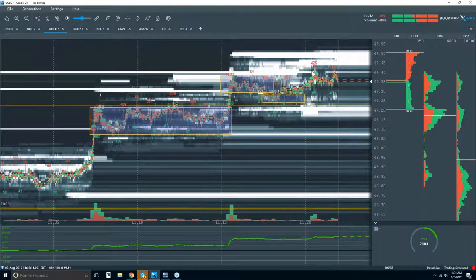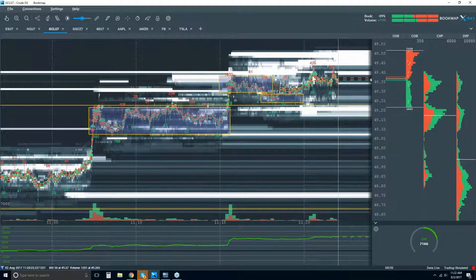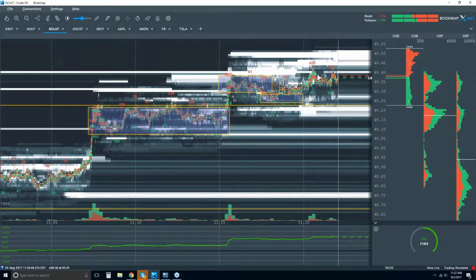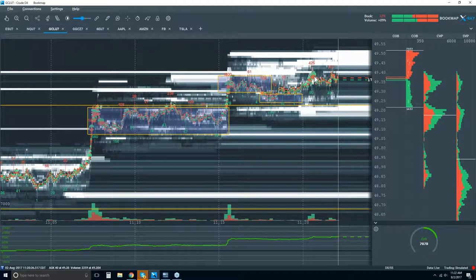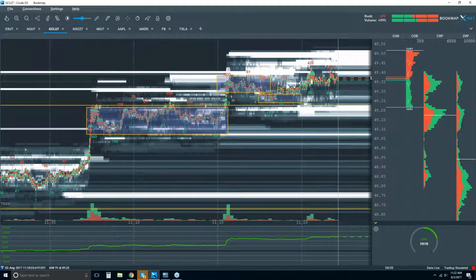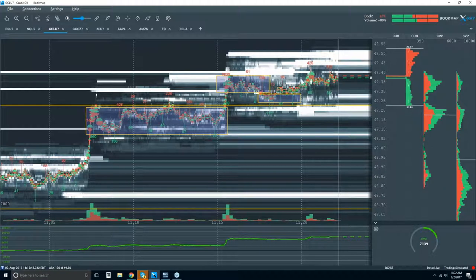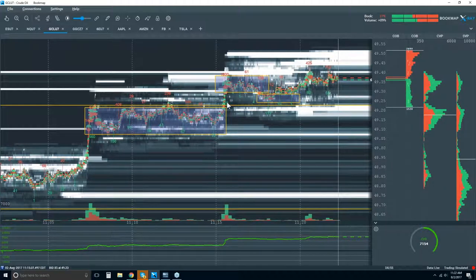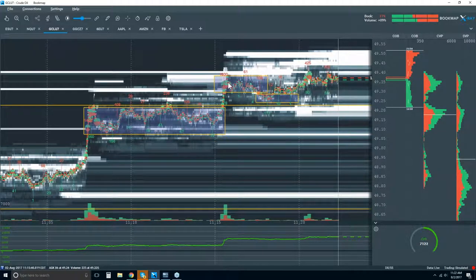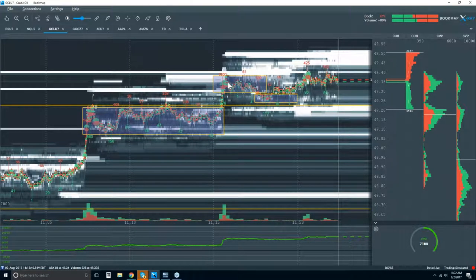Now we're getting up into 40, and now it's kind of struggling. And we anticipated that already. The reason we anticipated that to be a less significant breakout is because we can see it waning here. The breakout here was not as strong. And the pullback was stronger.